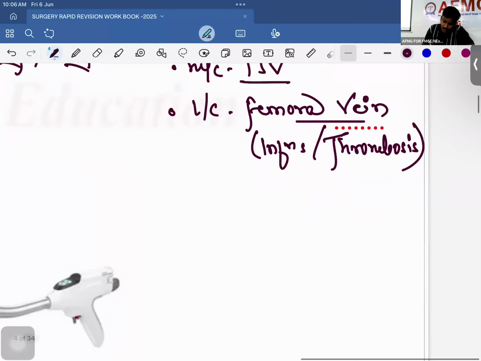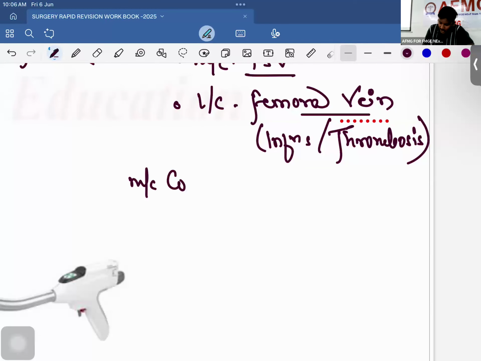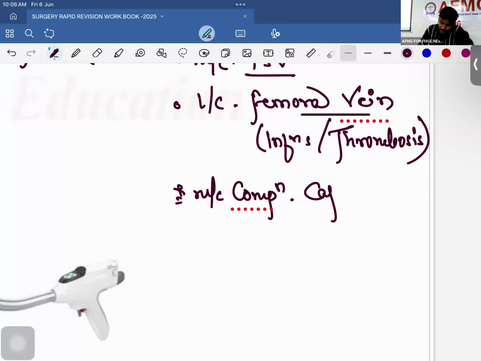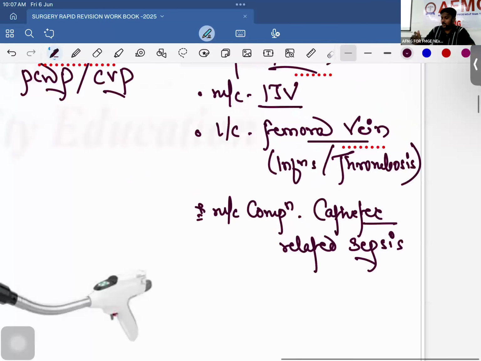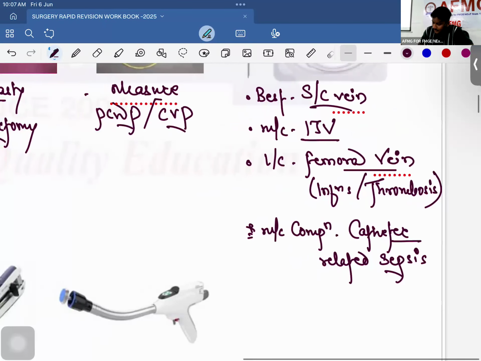Now, please tell me what is the most common complication of central line insertion. Very good. What is that? Catheter related sepsis. Very good. So please remember the most common complication of a central line insertion beta is nothing else but catheter related sepsis. Matlab, the infection is basically due to that central line itself. So catheter related sepsis is the most common complication associated with central line insertion.